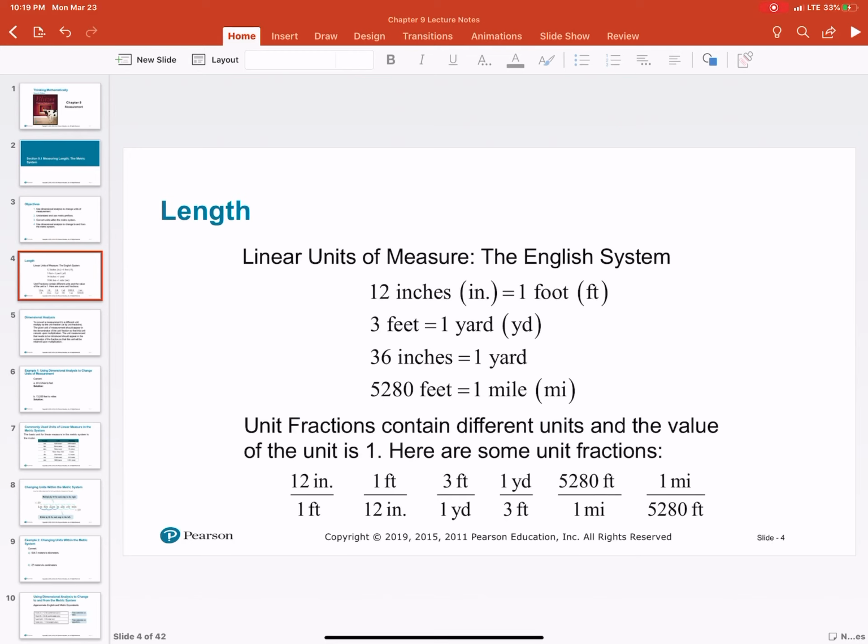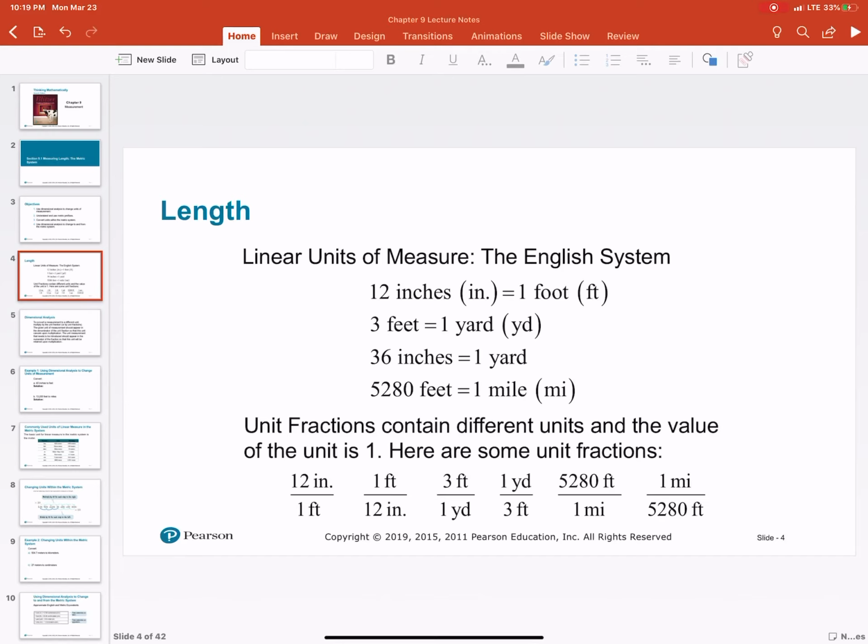So let's look at the length. When we're dealing with length, we have the English system and we have the metric system. So we have 12 inches is equal to 1 foot. We have 3 feet is equal to 1 yard. We have 36 inches is equal to 1 yard. Then we have 5,280 feet is equal to 1 mile.